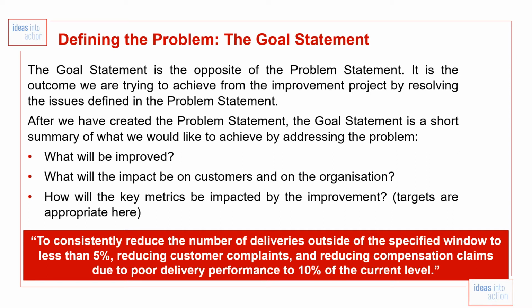So for the previous problem statement that we had about deliveries, the equivalent goal statement might be to consistently reduce the number of deliveries outside of the specified window to less than 5%, reducing customer complaints and reducing compensation claims due to poor delivery performance to 10% of the current level. In essence, the goal statement is the target state for the problem, and it puts a positive spin on the problem statement by defining what the aim of the project should be if it's going to resolve the problem defined.